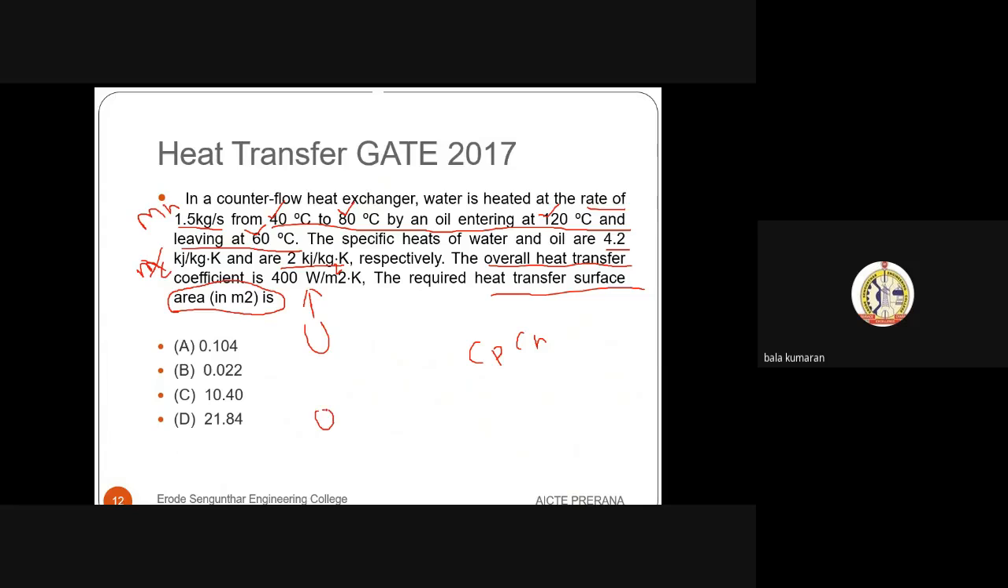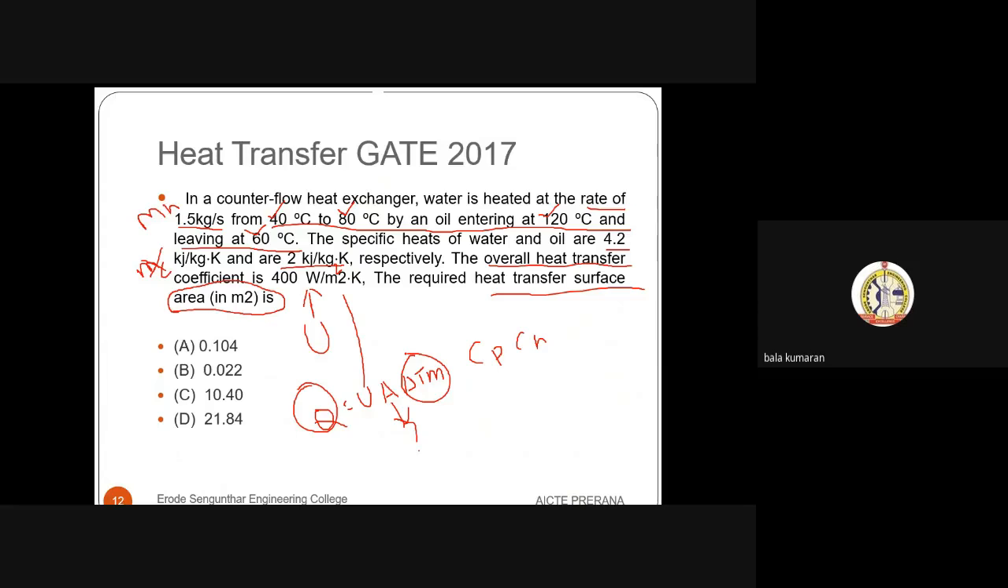What is the formula actually? Q is equal to U A del T M. U is 400 watt per meter square Kelvin. We have to find the area. If we want to find the area, we should know Q and we should know del Tm. If we know only these two values, we can find the value of area.